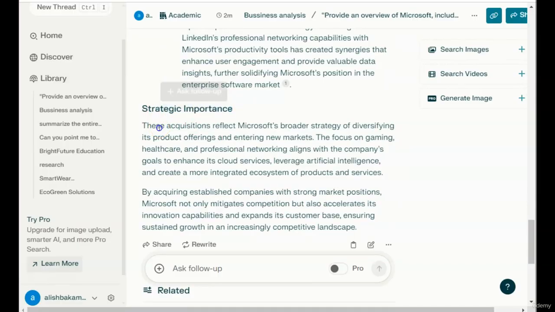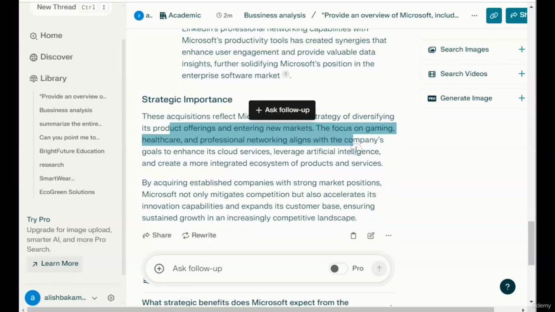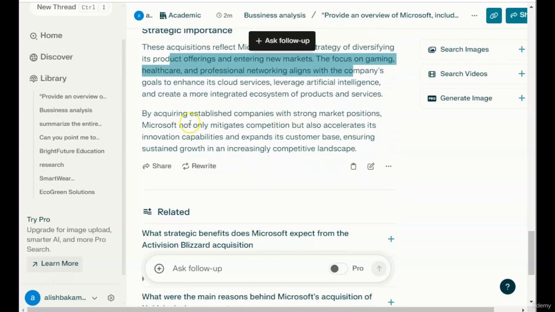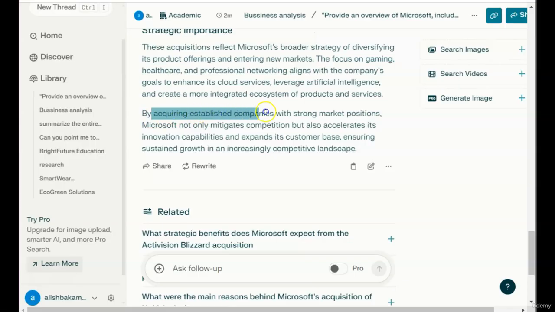So they say, these acquisitions reflect Microsoft's broader strategy of diversifying its product offerings and entering new markets. The focus on gaming, healthcare, and professional networks aligns with the company's goals to enhance the cloud services. And then by acquiring established companies with strong market positions, Microsoft not only mitigates competition but also accelerates its innovation capabilities.